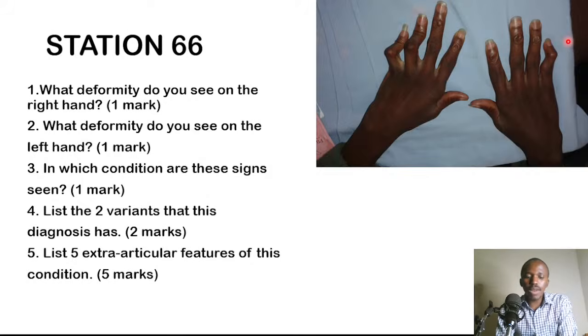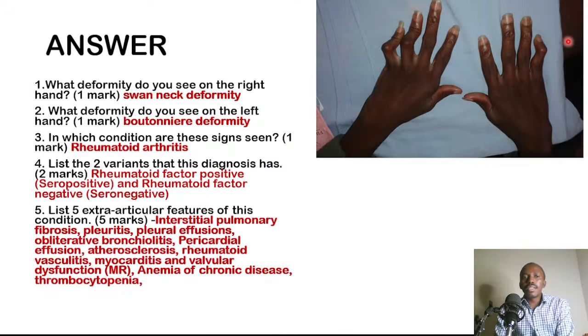List 5 extra-articular manifestations. So this here that you see on the right hand, this looks like the neck of a swan, where you have a flexion here that's affecting the distal interphalangeal joint. So this is known as a swan neck deformity. Then here on the other hand, where you have a flexion at the proximal interphalangeal joint and extension at the distal interphalangeal joint, you call this a boutonniere deformity. It's a French word. It's a boutonniere deformity.